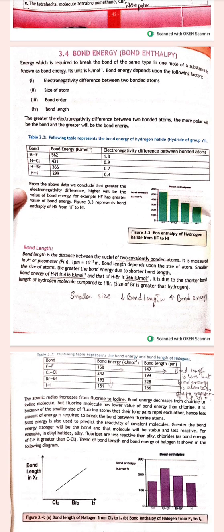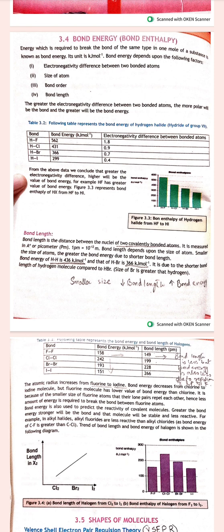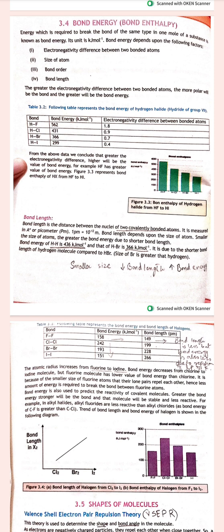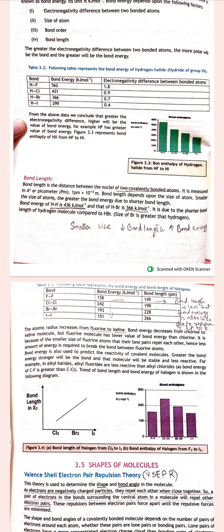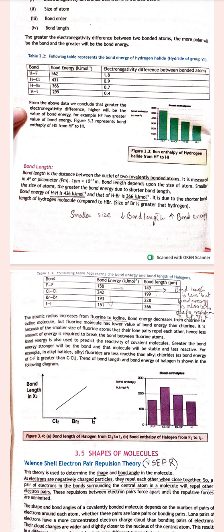Now we will talk about bond energy, that is bond enthalpy. The energy required to break a bond of the same type in 1 mole of a substance is known as bond energy, and it is represented in kilojoules per mole. It depends on the electronegativity difference between two bonded atoms, size of the atom, bond order and bond length. The greater the electronegativity difference between two bonded atoms, the more polar the bond and the greater the bond energy.